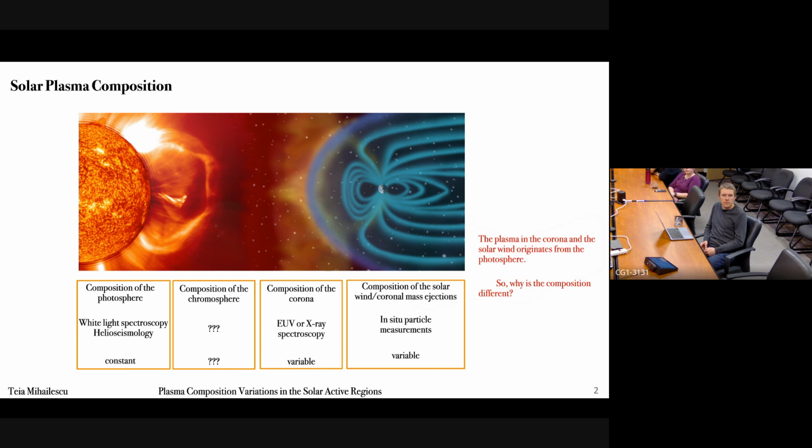And the same variability is seen in situ in solar wind or coronal mass ejections measurements, which raises the question of what is causing this variability, because the plasma in the corona and in the solar wind does come from the photosphere. So something along the way from the photosphere up into the corona must be changing the composition for us to observe these changes in the corona. This is a relatively broad research topic, but the main bit that I'm focusing on is the EUV spectroscopy part, looking at composition variations in the corona.